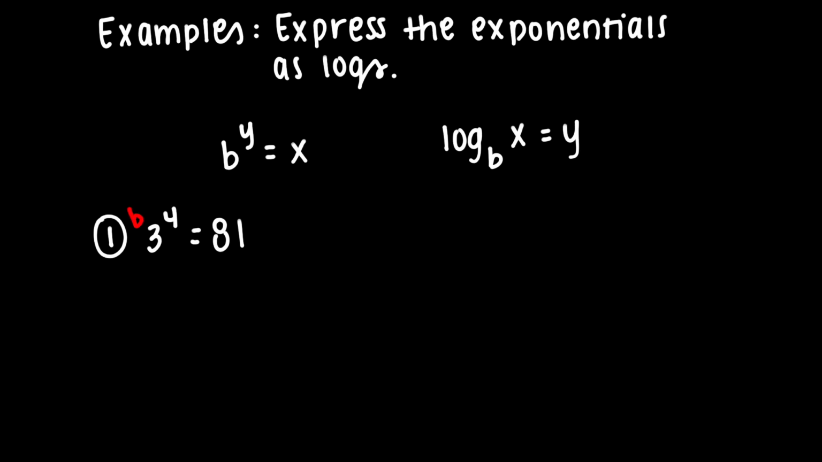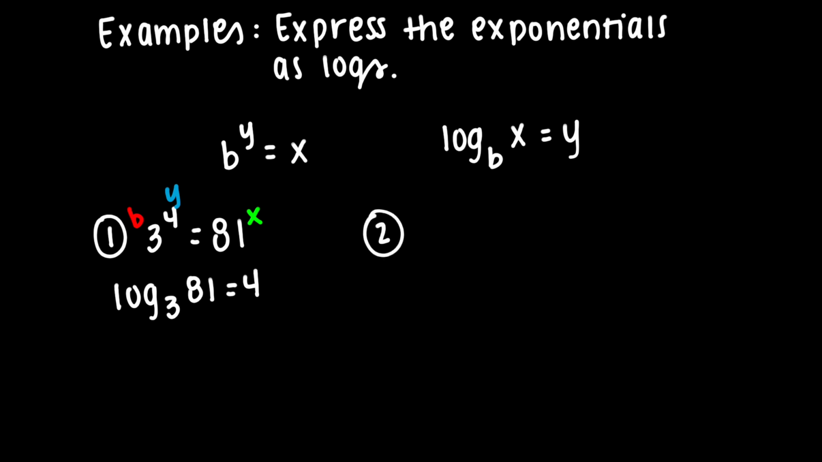So my 3 is my b, that 4 is my y, and the 81 is my x. So if I wanted to write this in log form, I would first have my log. My b, or my base, is 3. My x is 81, and it's equal to my y, which is 4. If I wanted to check this, you could do that loop around again to make sure you got the original exponential.